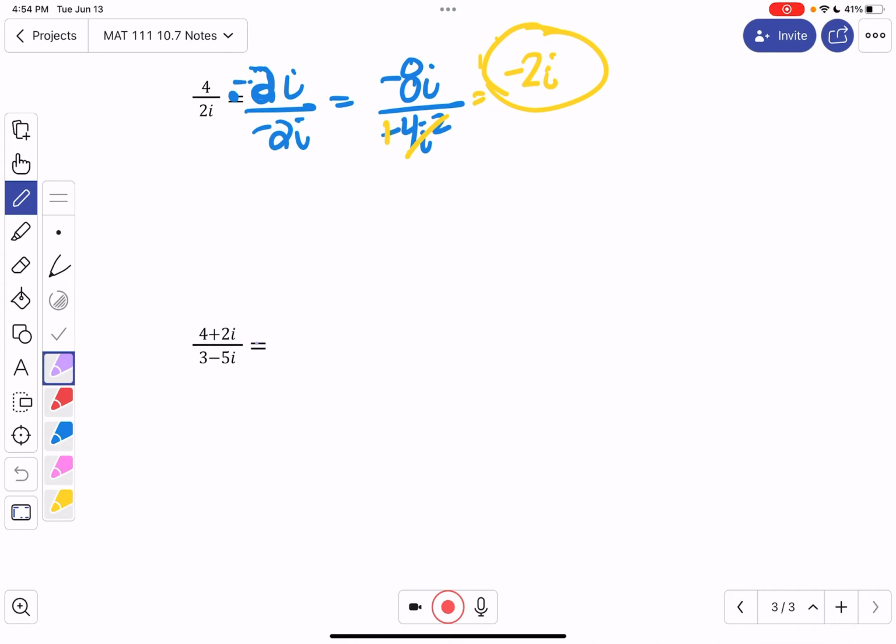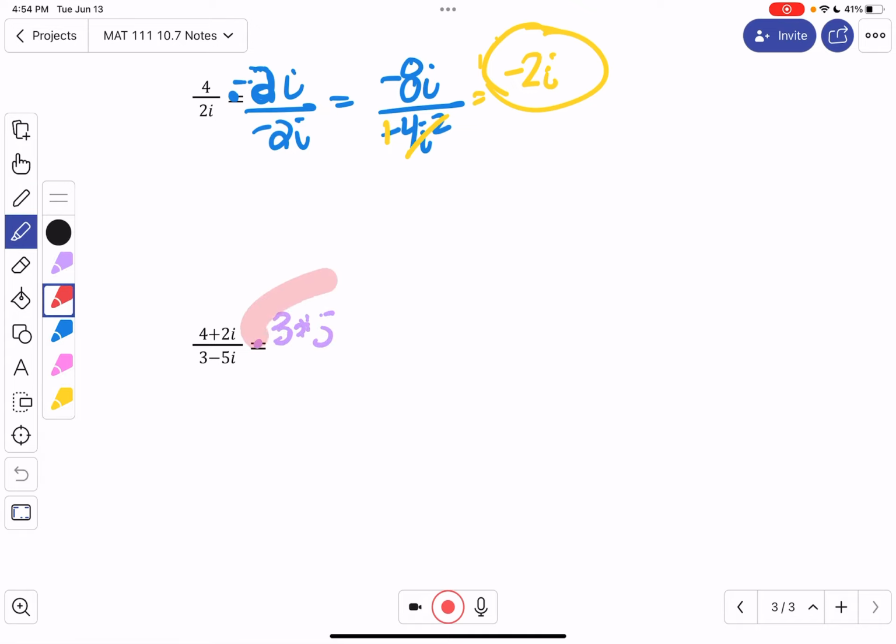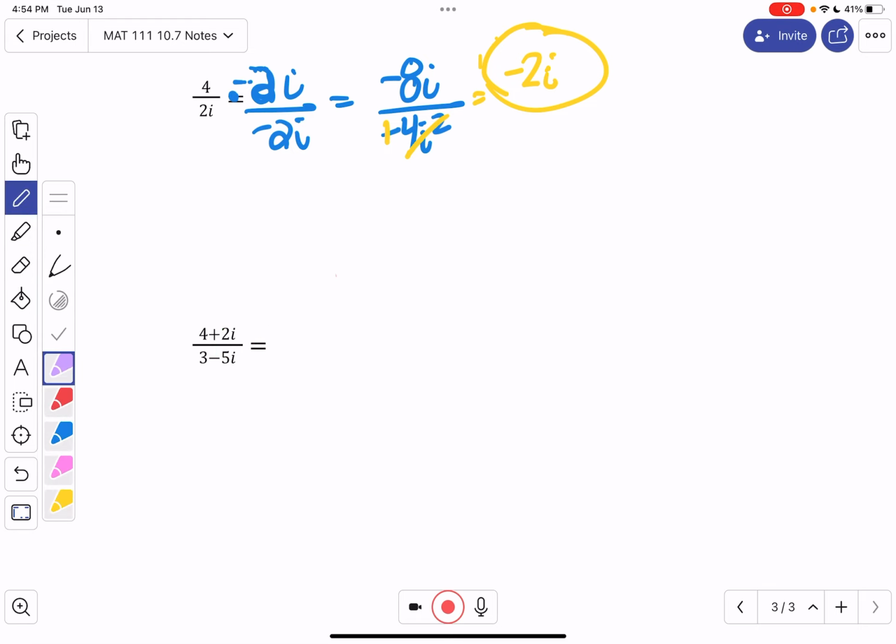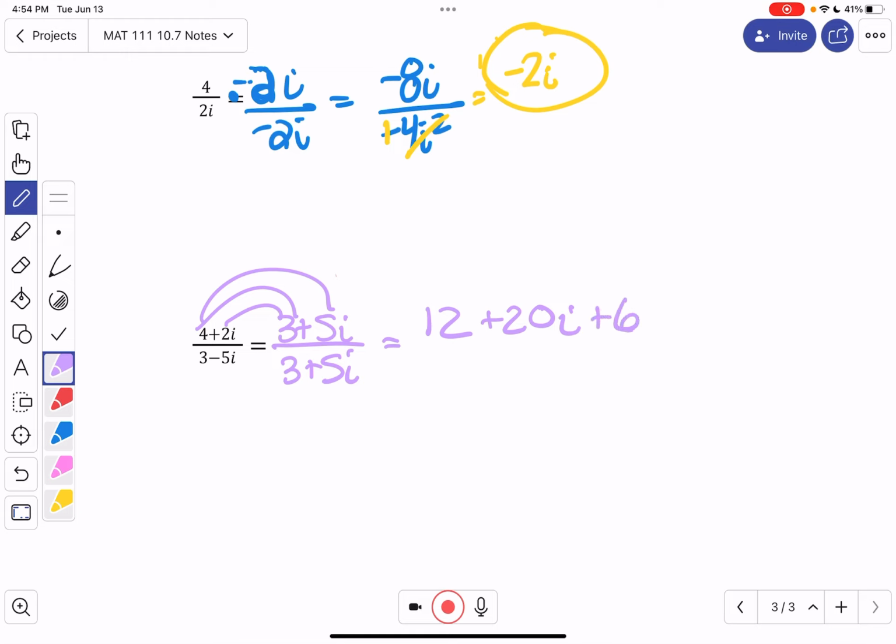All right, last one. We're going to turn this into 3 plus 5i. Okay, 3 plus 5i. So 4 times 3 is 12. 4 times 5i is 20i. 2i times 3 is 6i. 2i times 5i is 10i squared. 3 times 3 is 9.